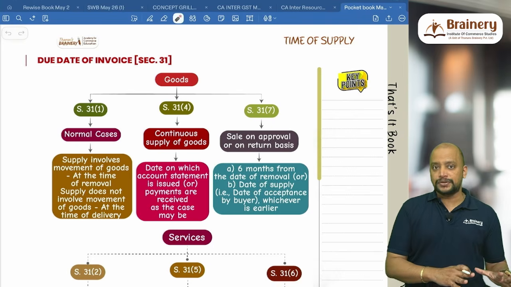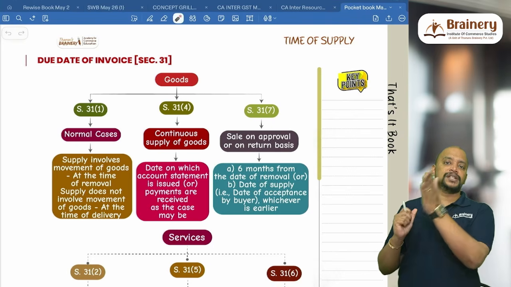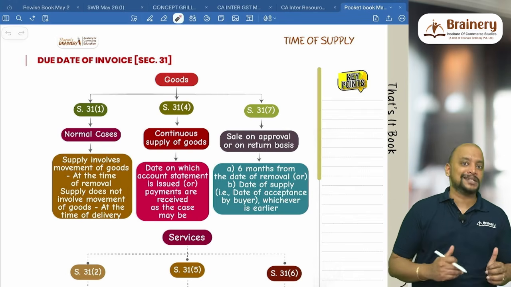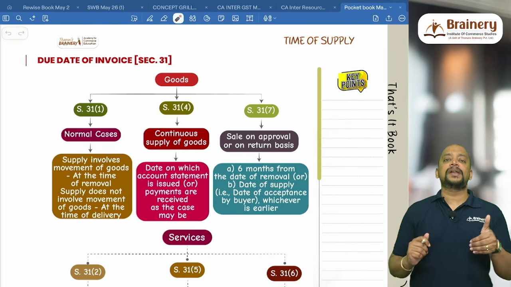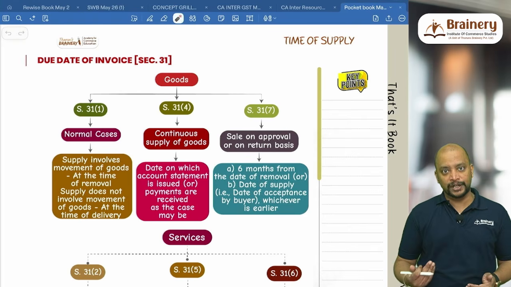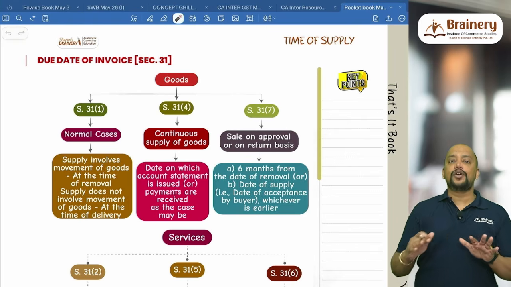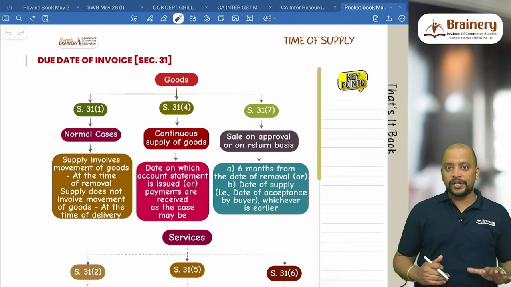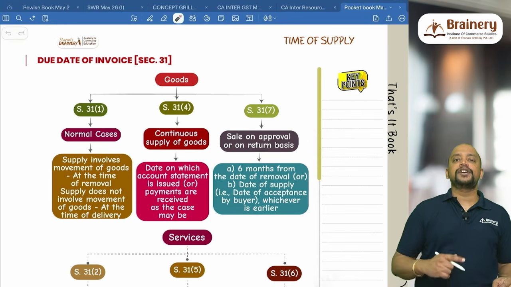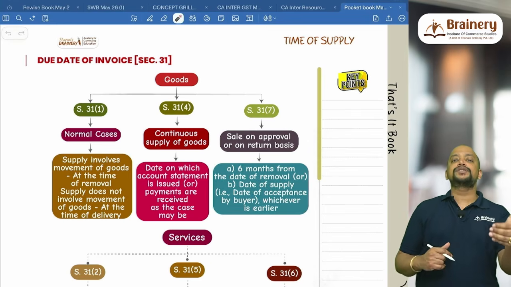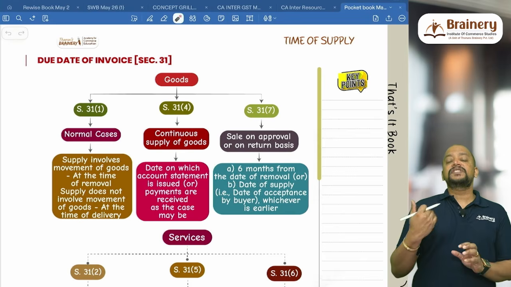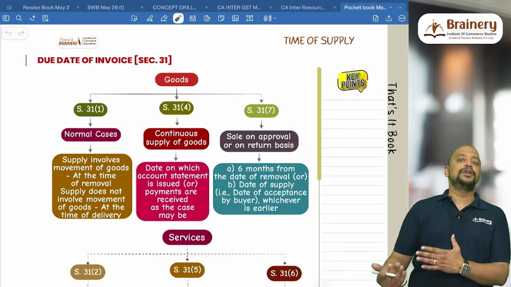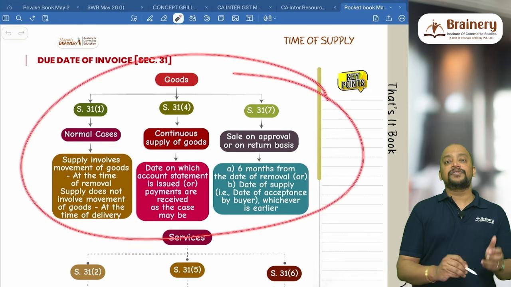Whereas in case of normal situation, first in the question you need to check, is it sale on approval or return basis? If not, continuous supply of goods. If not, then only balancing figure, normal cases. Again, in normal cases you need to check whether the supply involves movement of goods or does not involve movement of goods. Supply involves movement of goods means under the contract of supply, goods are taken from one location to another location. If supply involves movement of goods, the due date of invoice is at the time of removal. So whenever the goods are removed, that will be taken as the due date of invoice. If supply does not involve movement of goods, at the time of delivery, so whenever the goods are delivered or made available to the recipient, that will be taken. So this is the due date of invoice in case of goods.